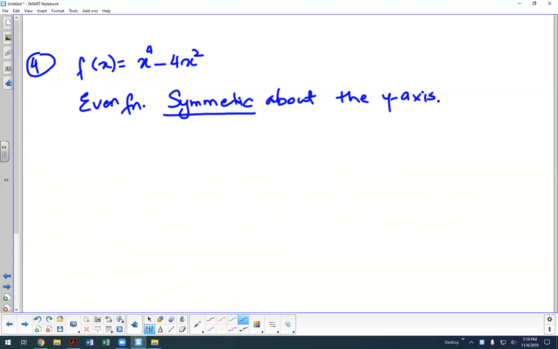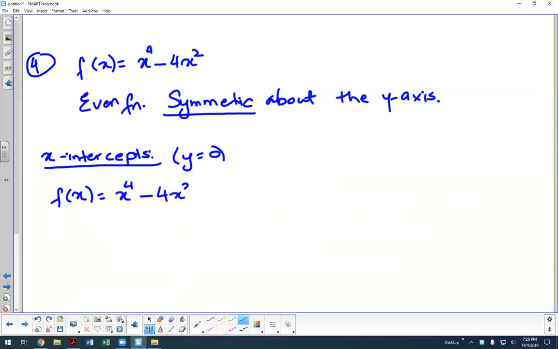All right, so we've talked about symmetry. Now let's find our x-intercepts, or our zeros. To find our x-intercepts, remember, we always make the y value 0. So let me see what x-intercepts you guys come up with. Where are you going to start by trying to find the zeros for this function?